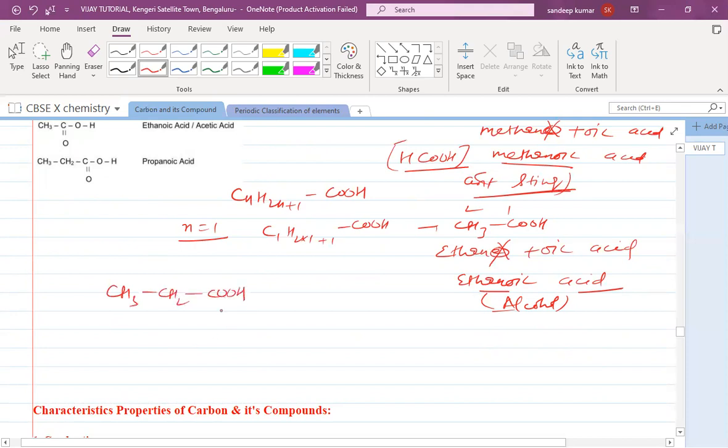Similarly, if they ask you to name this, CH3, CH2, COOH, you can clearly see this is a carboxylic acid. So count the total carbon atoms, including the carbon of the functional group: 1, 2, 3. So this is propane. Remove this E, add "oic acid". So this is propanoic acid.